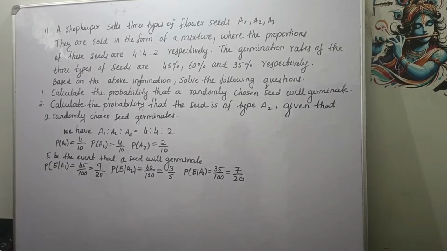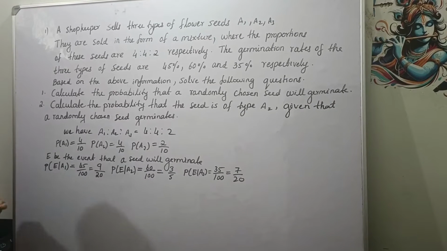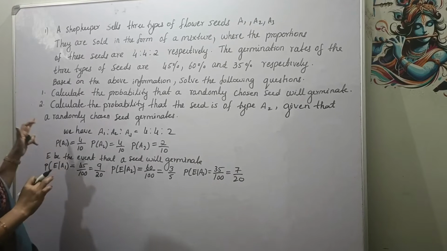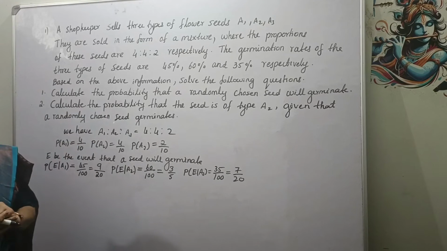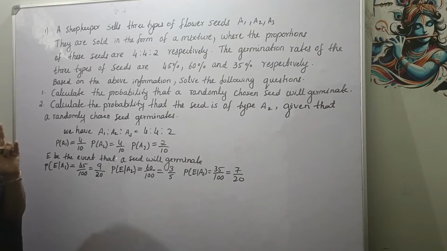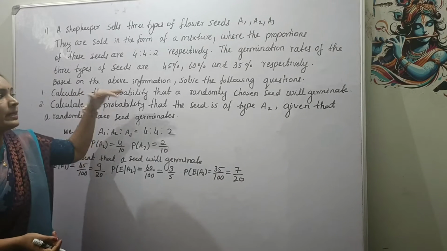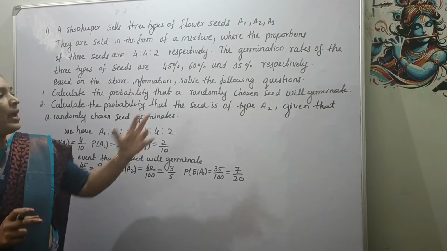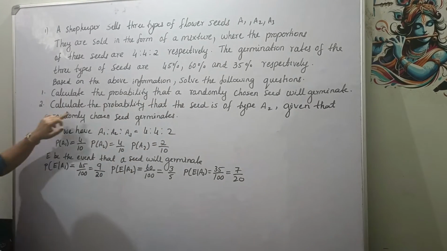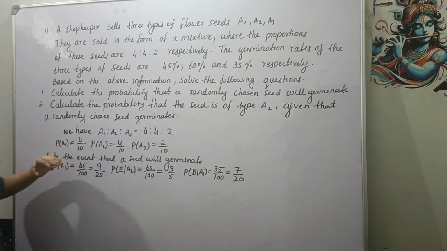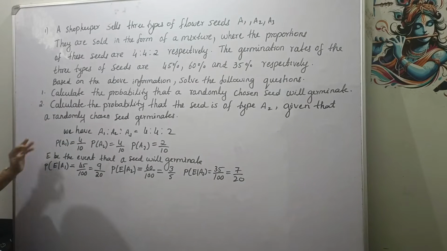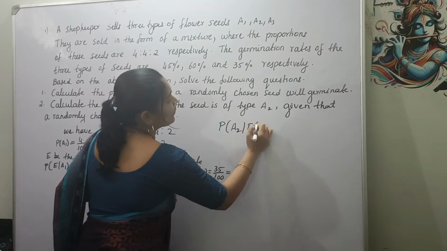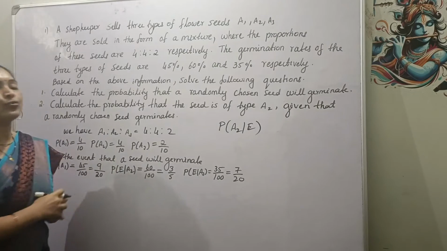Next we will find the second question. Calculate the probability that the seed is of type A2 given that a randomly chosen seed germinates. That is conditional probability, right? So here we have to find the probability that the seed is of type A2, that is probability of A2 given that a randomly chosen seed germinates. That is E, right? So probability of A2 given E. We have to find probability of A2 given E. See here how to find?